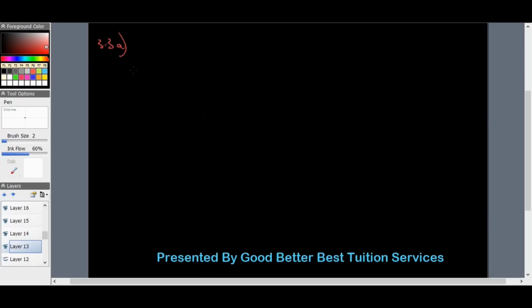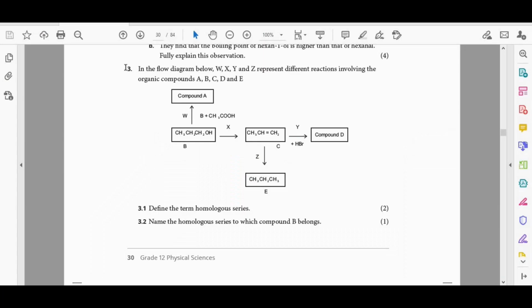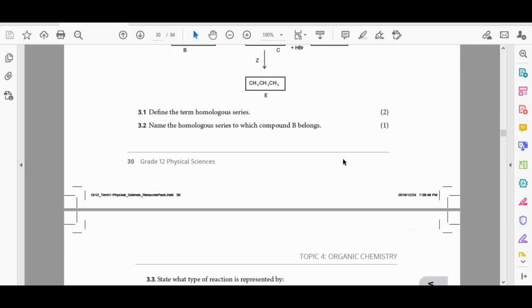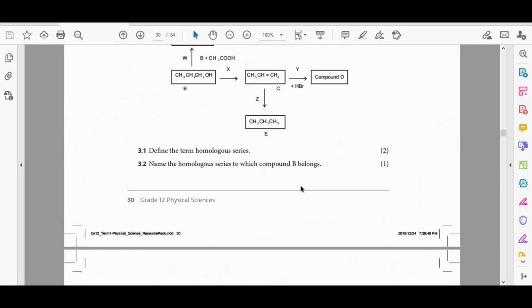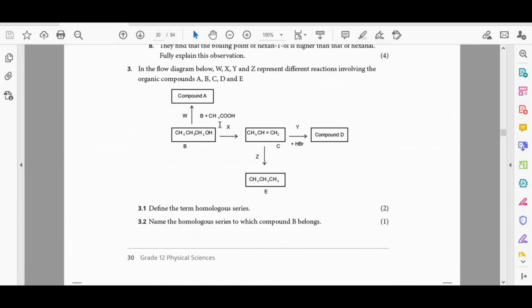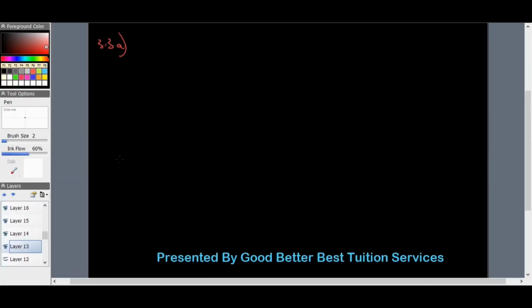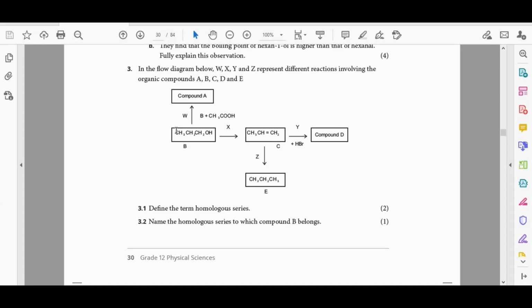3.3a. Oopsie, almost knocked my coffee off the desk. State the type of reaction represented by the letter X. So we can see X goes from compound B to compound C. We go in from an alcohol, CH3, CH2, CH2OH.